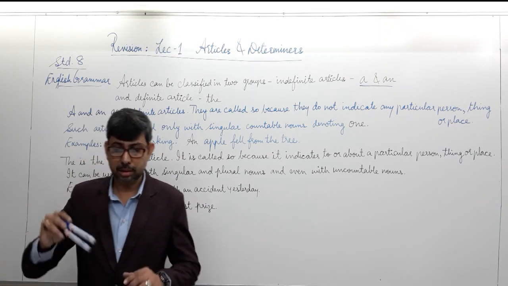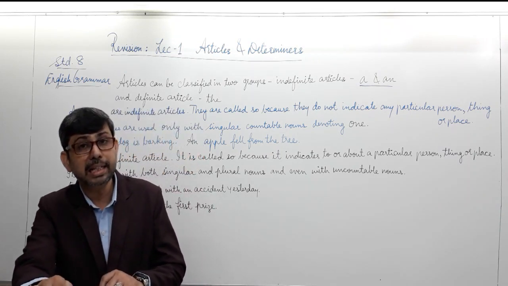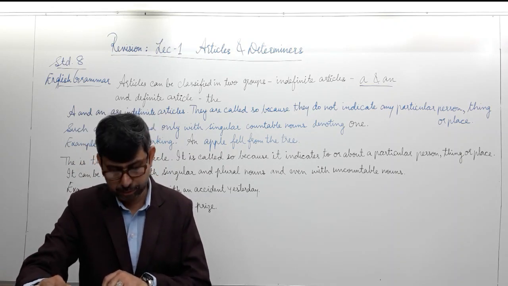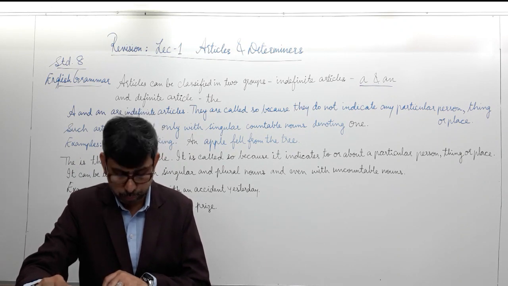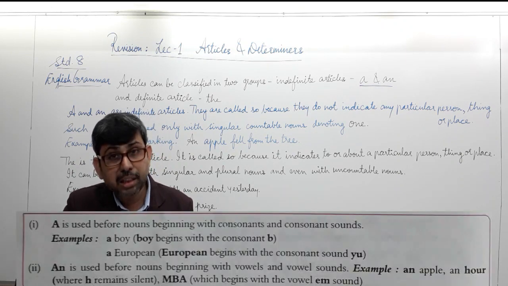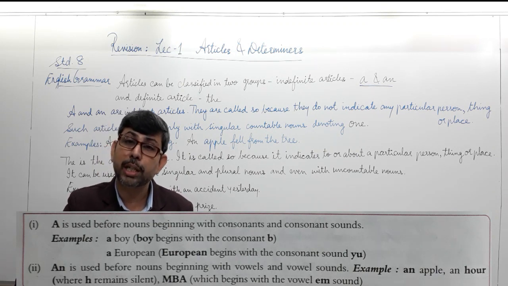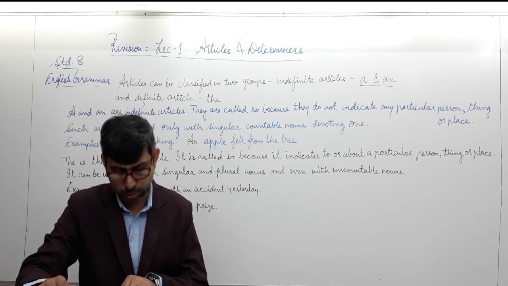Now let us discuss the general rule of how to use the indefinite article a and an, which I firmly believe you learned in the earlier classes too. The article a, which is an indefinite article, is used before nouns beginning with consonants or consonant sounds. Yes, I am quite sure you learned about this in the earlier class too. This is a kind of revision we are doing.